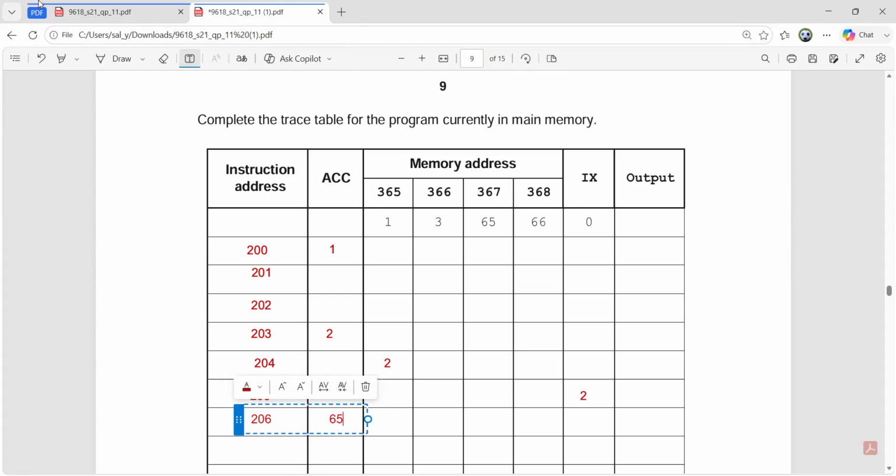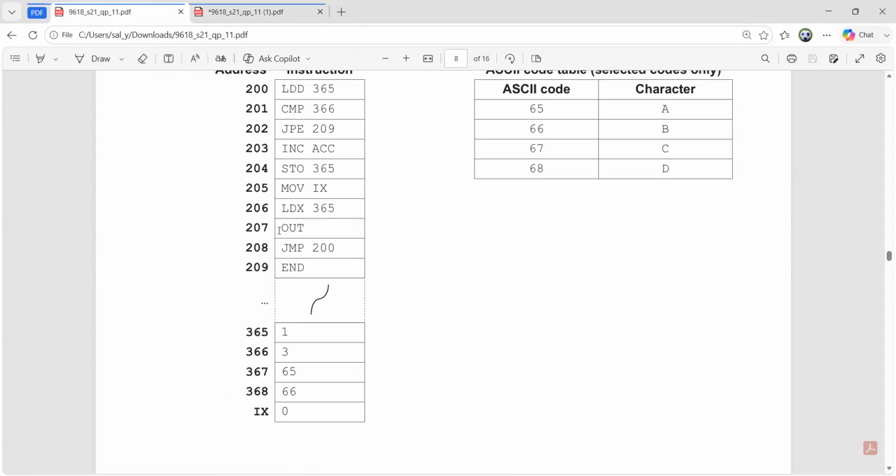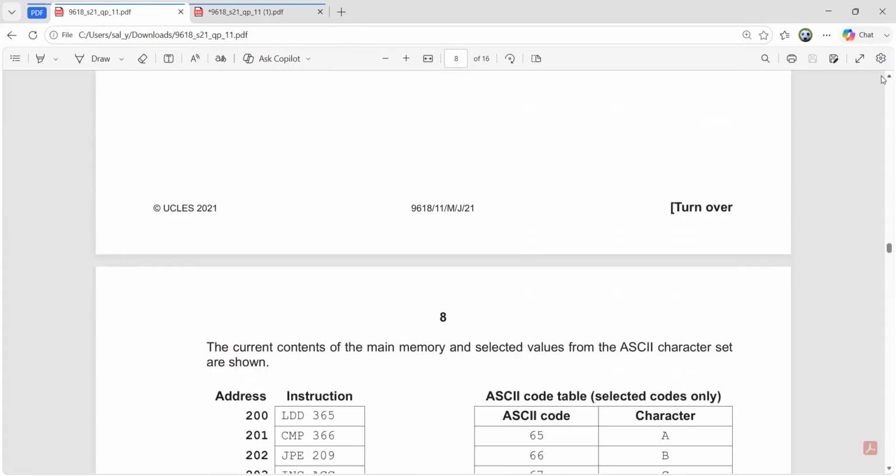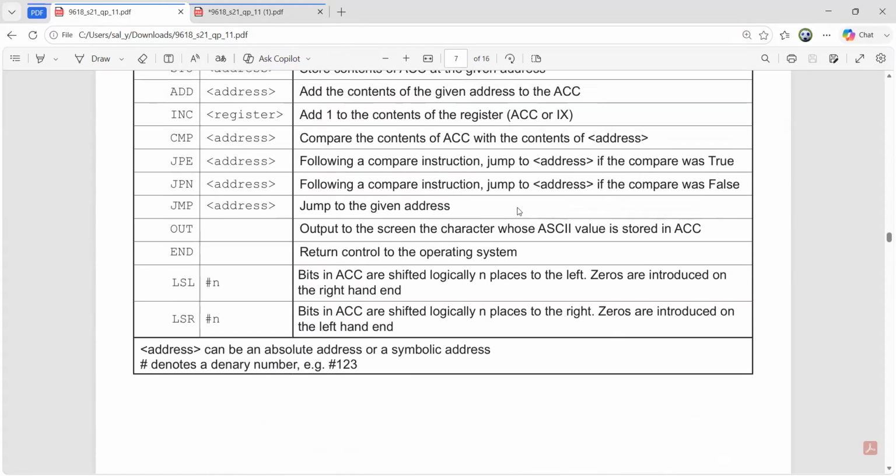Now let's move to the next instruction. The next instruction simply says OUT. No operand is there, only the opcode. And this OUT simply means what? Be a little cautious with this OUT. Output to the screen the character whose ASCII value is stored in ACC. Whose ASCII value is stored in ACC.